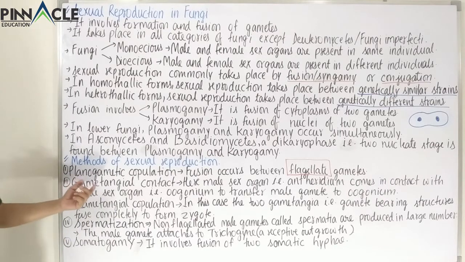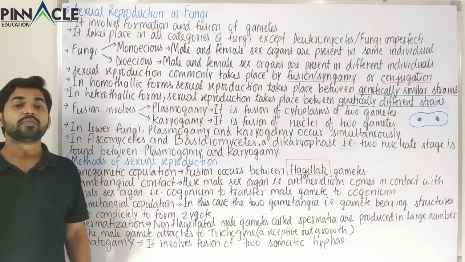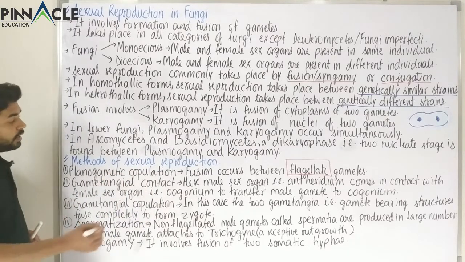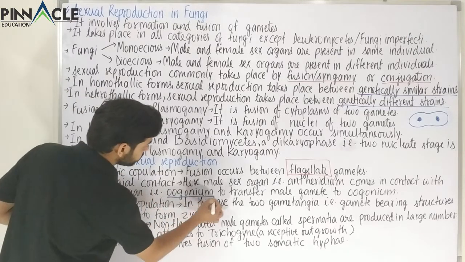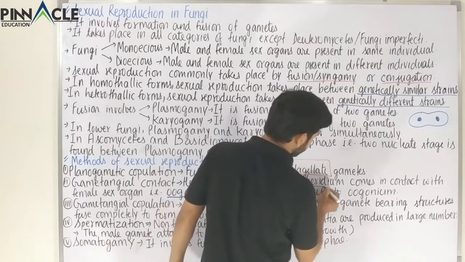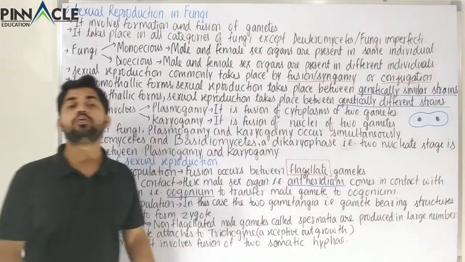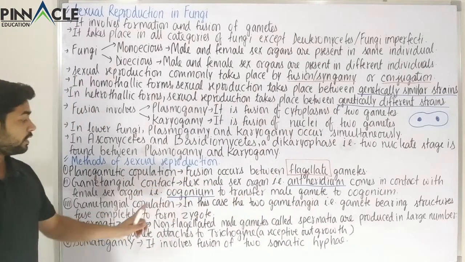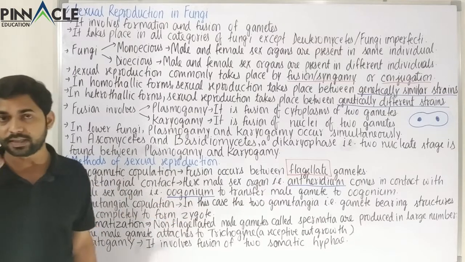Now the second one is gametangial contact. So here 2 types of structure will be formed, for example the oogonium, and the other one is called the antheridium. So these are the 2 sex organs. This antheridium is the male sex organ, and this oogonium is the female sex organ.